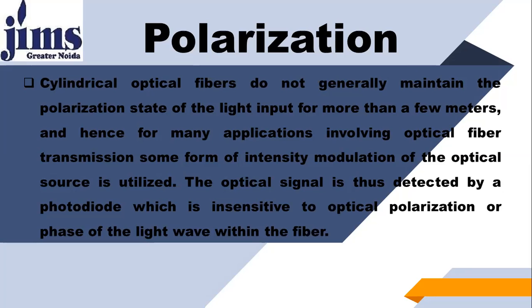The optical signal is thus detected by the photodiode, which is not sensitive to optical polarization or phase of the light wave within the fiber. Your receiver's photodiode is a type of device that senses this optical signal and converts it into current. So the photodiode that we use in the receiver senses intensity rather than optical polarization.